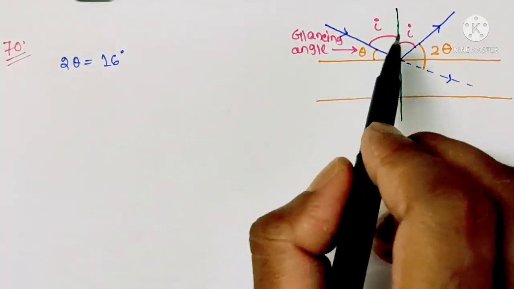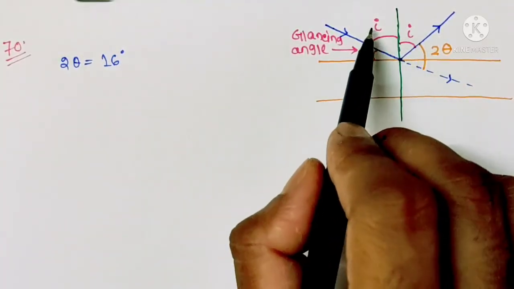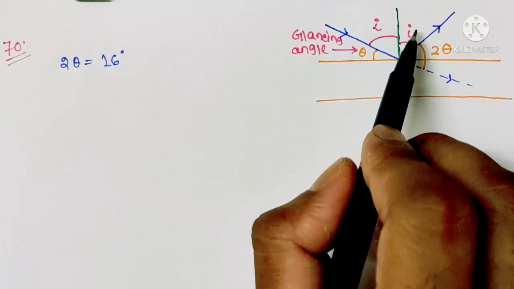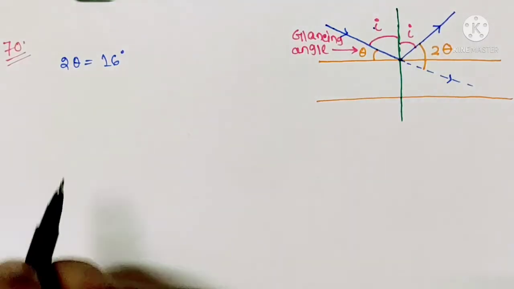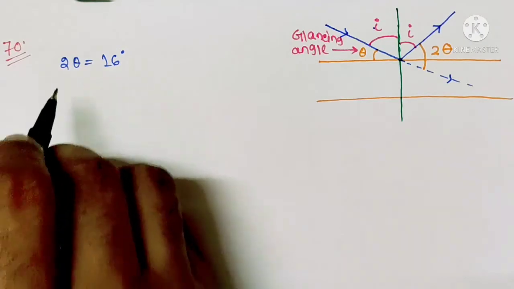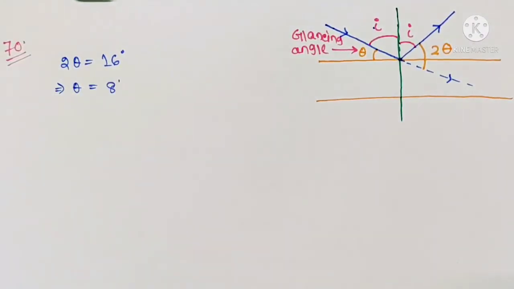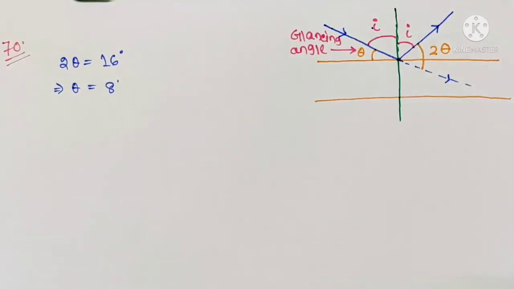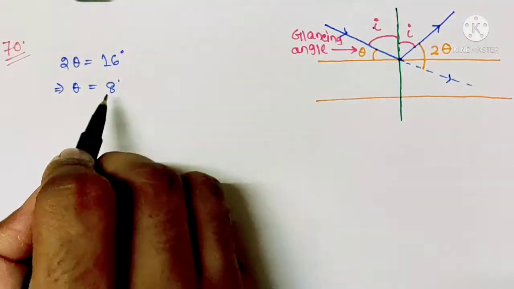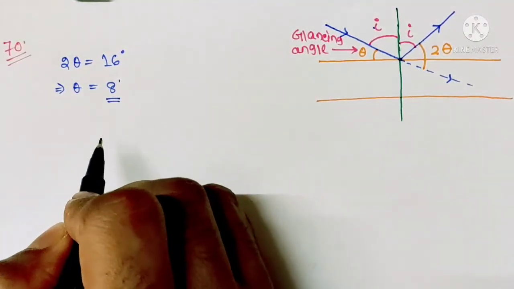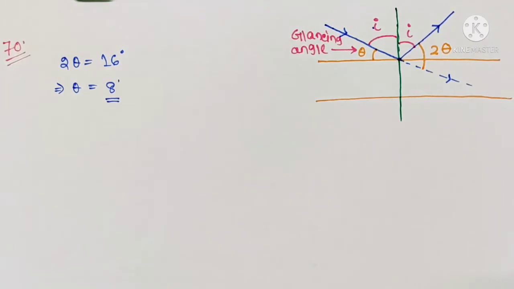Now from laws of reflection, this angle I will be equal to this. Here in the question it is given that 2 theta is 16 degree, so theta will be 8 degree. Now in the question it is asking the angle of incidence, that is glancing. So the glancing angle here will be 8 degree, but in the options there is no 8 degree.